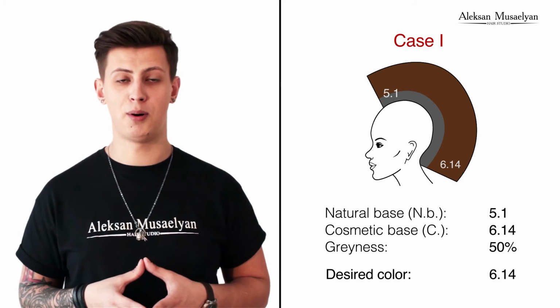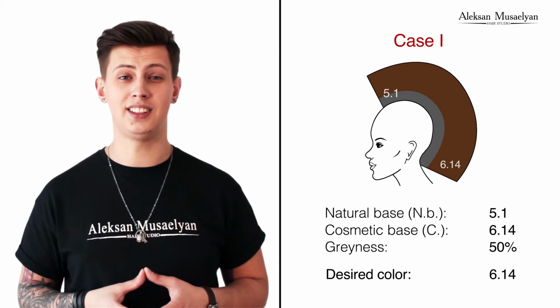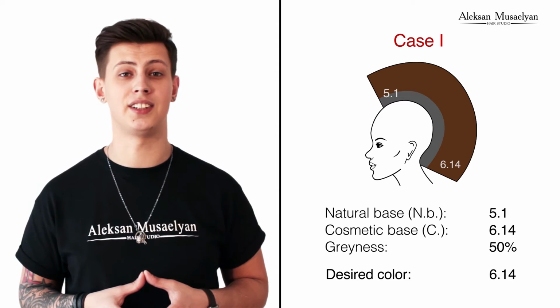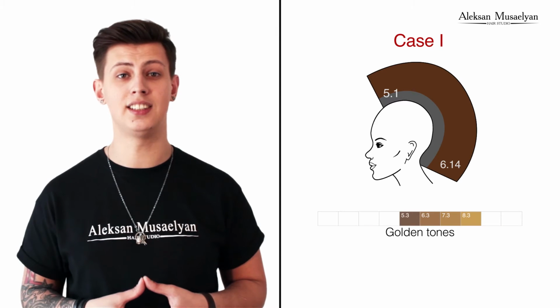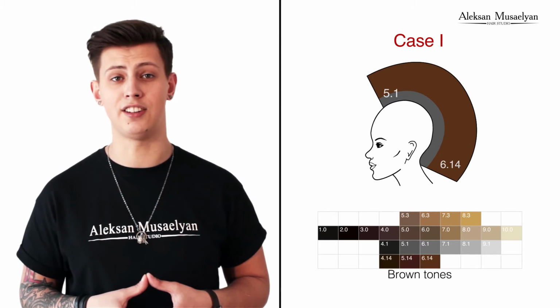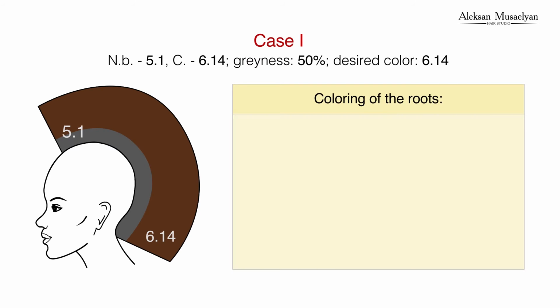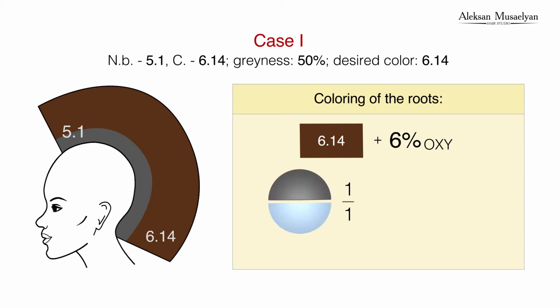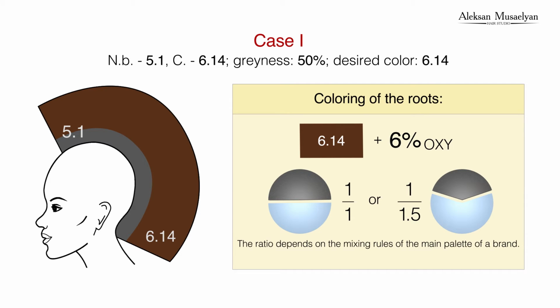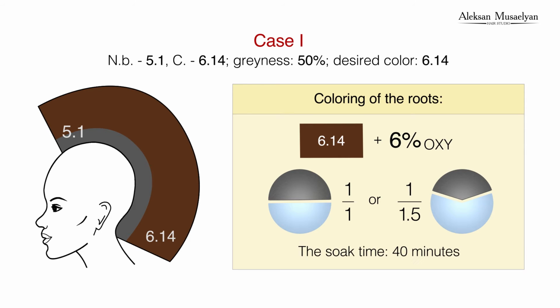Let's start. Remember that in order to cover the diffuse grayness, we have to take colorants of natural shades such as golden, natural, ash, or brown tones. Let's create the coloring cocktail. For coloring hair roots, we take the colorant 6.14 and 6% oxidizer in 1:1 or 1:1.5 proportion, depending on the mixing rules of the main palette of a brand. The soak time makes up 40 minutes.